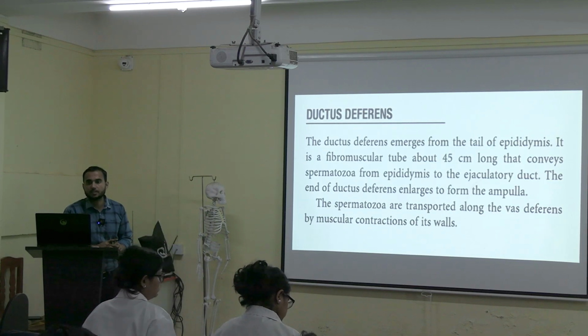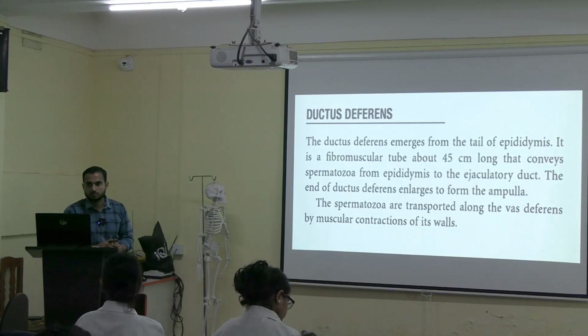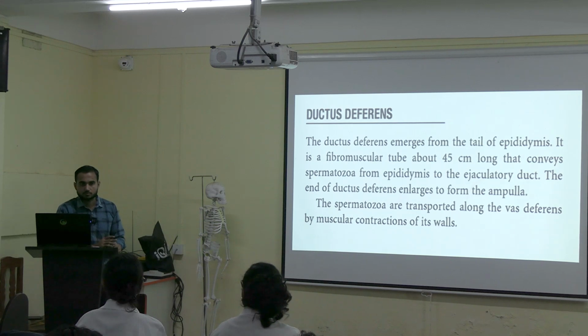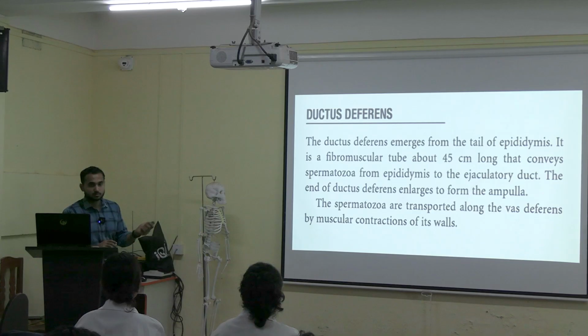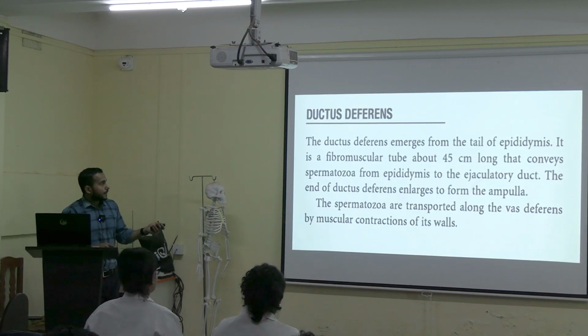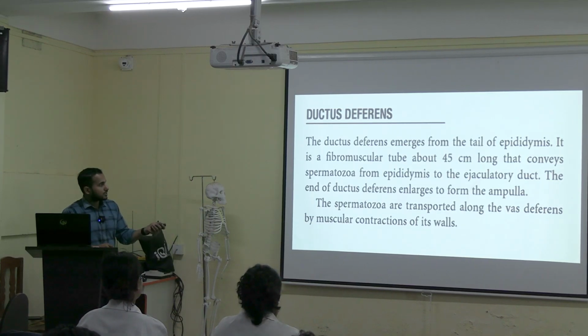What is inside the spermatic cord? Do you remember the structures inside the spermatic cord? So that's why I am asking. Now the ductus deferens, which is 45 centimeters long, is conveying the spermatozoa from epididymis to the ejaculatory duct.